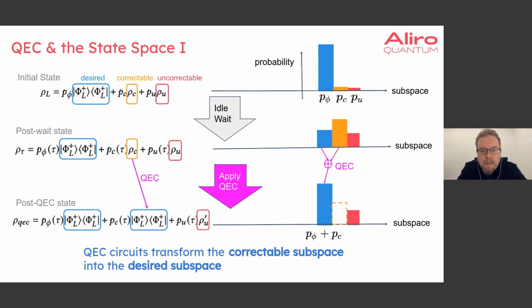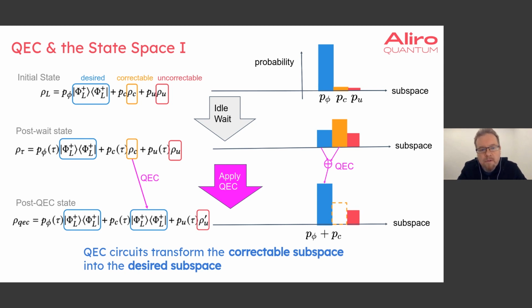Starting from the top, the blue bar represents how much of our state is in the desired component, the target component, because our states can be decomposed into desired, correctable, and uncorrectable components. These are orthogonal or independent of each other. Initially, we start with a really high component in our target state. As time progresses, during our idle waits, the probability distribution diffuses more toward our correctable and uncorrectable components.